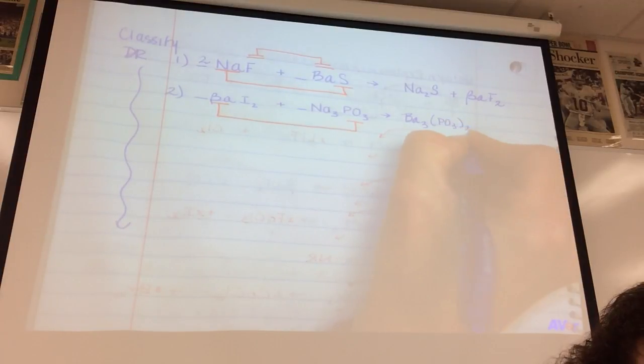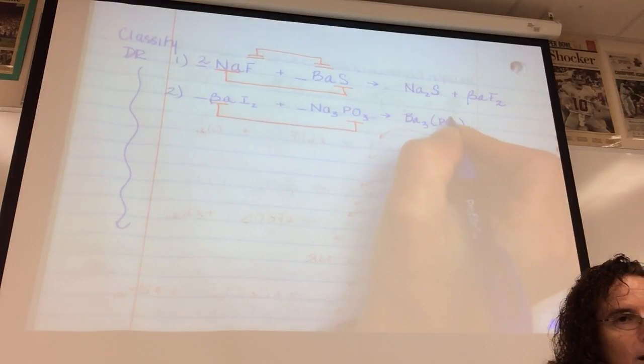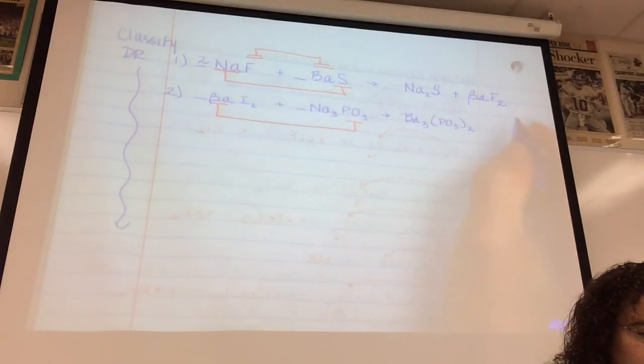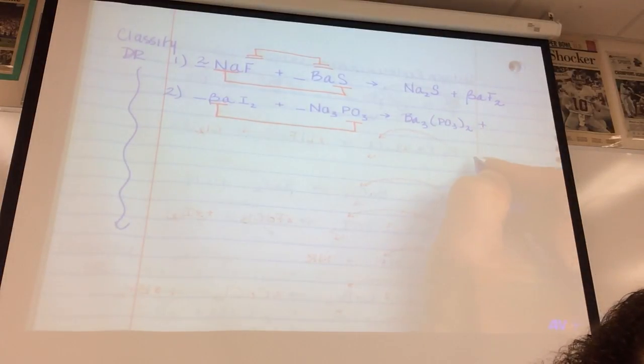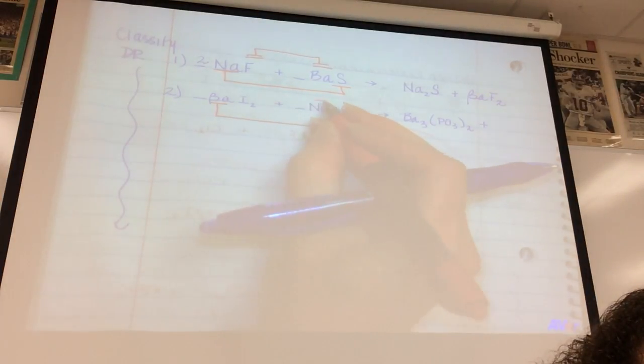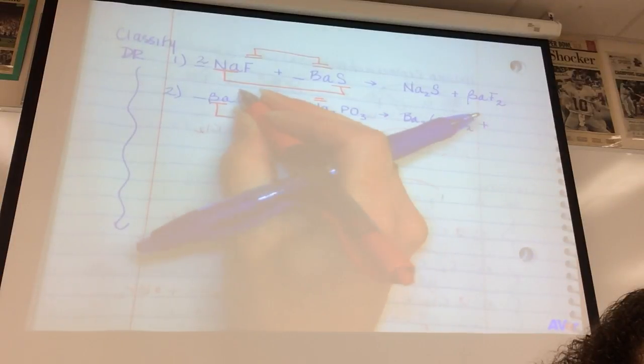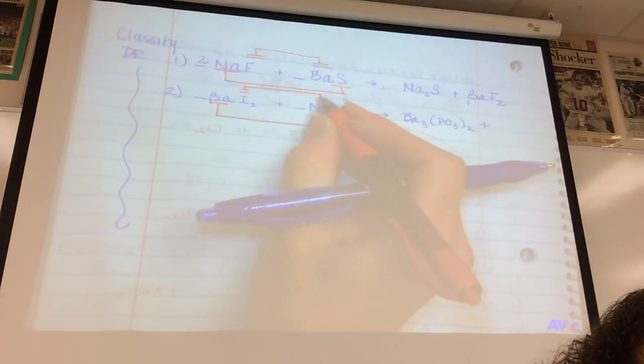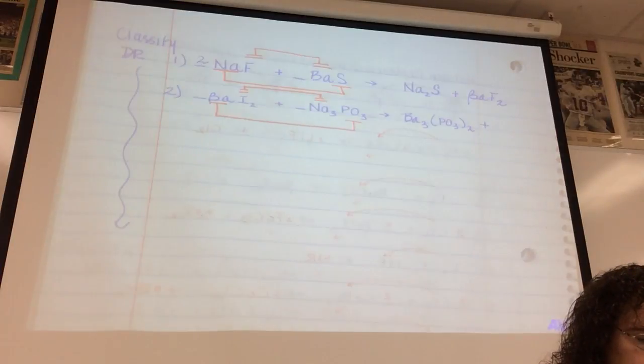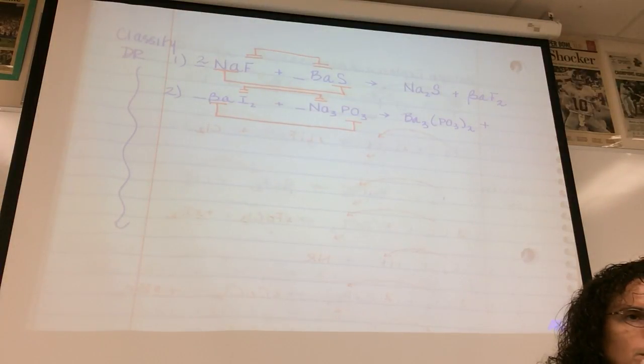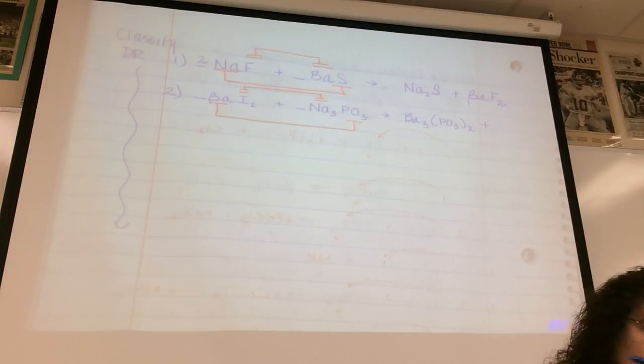Good. And don't forget those parentheses when you formula write with polyatomics. That's what some of you did on the quiz. And what's your other product? NaI is correct.